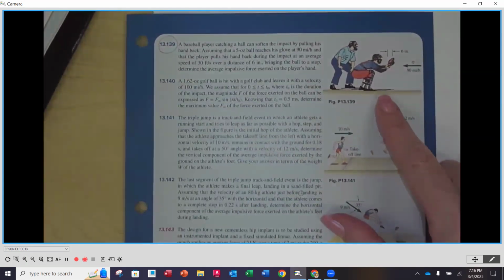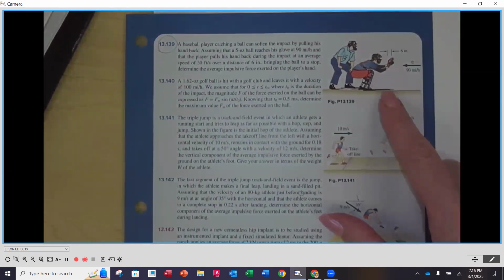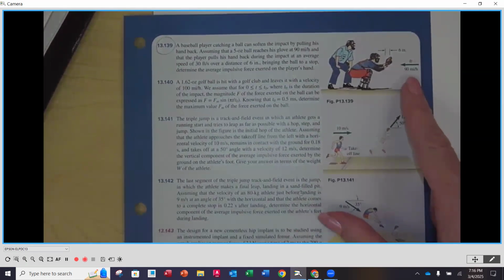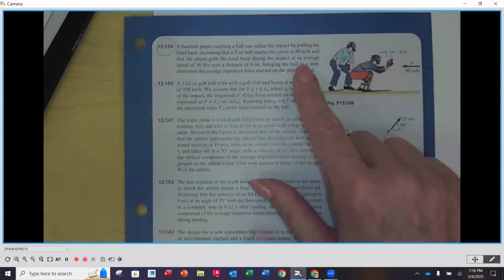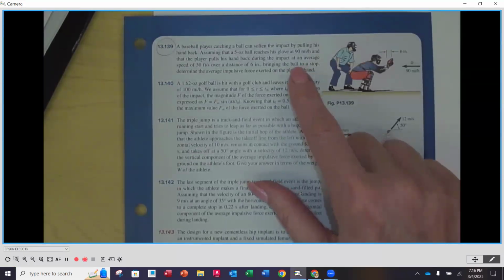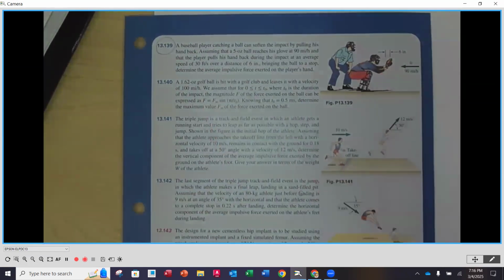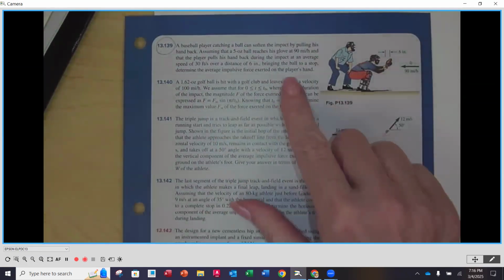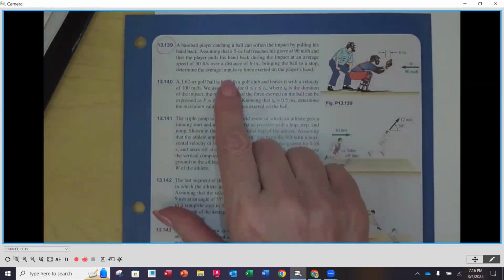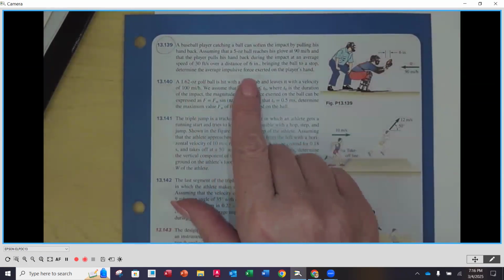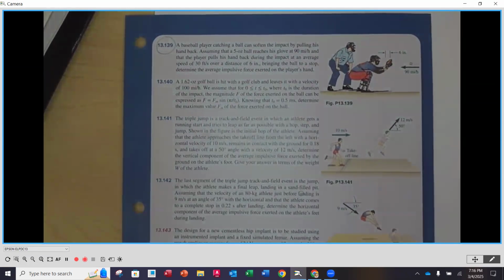We have a baseball player that's catching a ball. And what we have going on here is the ball is coming in at 90 miles per hour. And it has a 5-ounce ball, so you have to convert that to the appropriate weight. And it says here that the average speed at impact is going to be 30 feet per second as it hits his glove, and he moves back 6 inches as he catches it, okay? Bringing that ball to a stop. Determine the average impulse force on that player's hand, okay?